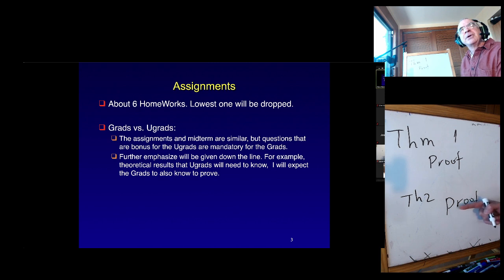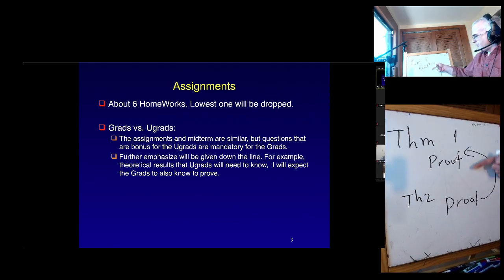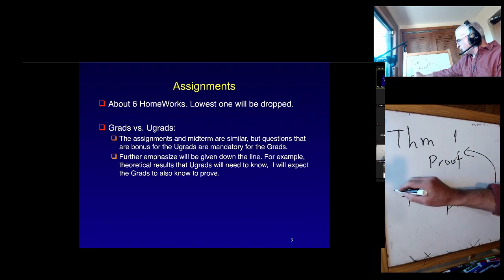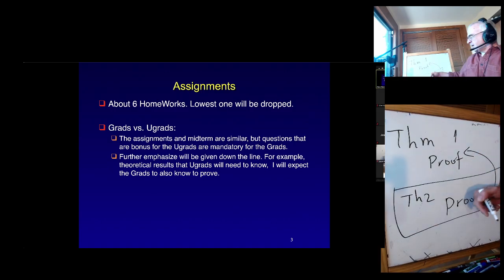There will be cases where in the proof of theorem 1 we use the proof from theorem 2. So possibly all the students need to know what the result is for theorem 1 and theorem 2, and need to understand what the theorems are saying, what the theoretical claims are that we are making.